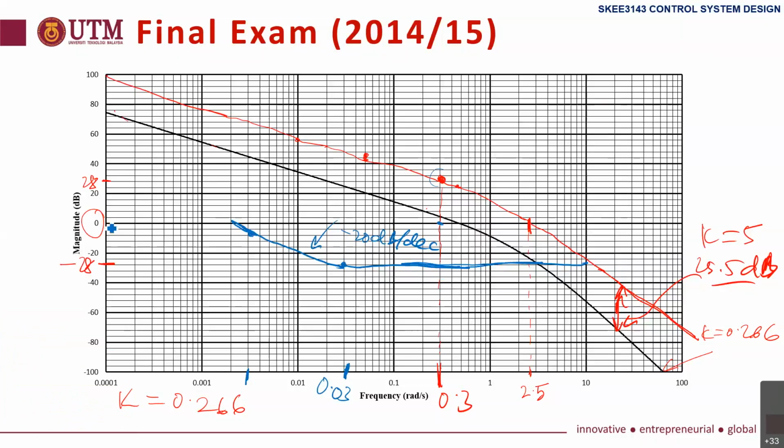Then, before that, it will be 0. Why we need 0? Because we want to maintain the slope at the beginning, at the low frequency region, so that we can get KV that we want. So this is the lag compensator that we need in order to achieve overshoot 9.5%, KV equal to 10.